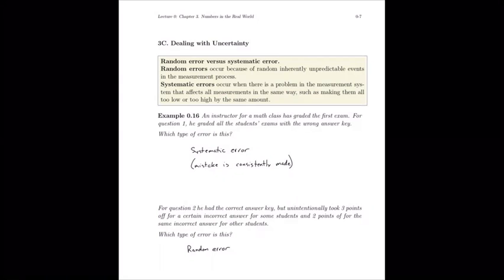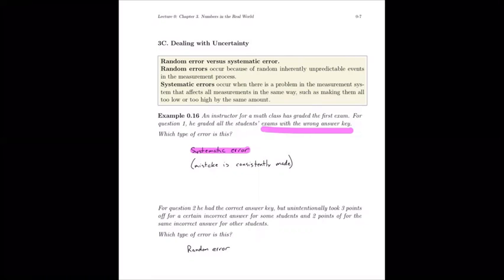So an instructor for a math class has graded the first exam. For question 1, you graded all students' exams with the wrong answer key. Which type of error is this? Well, all students' exams were graded with the wrong answer key. This is systematic. What was consistent was that the key was still used.